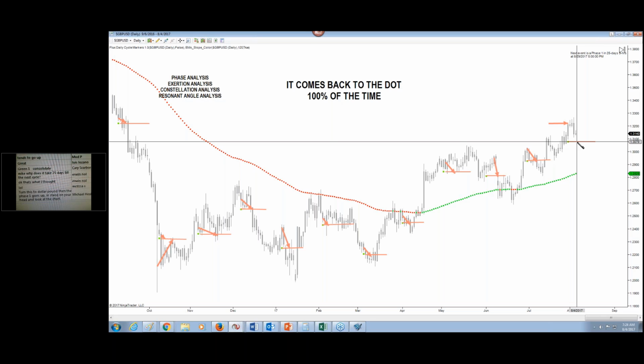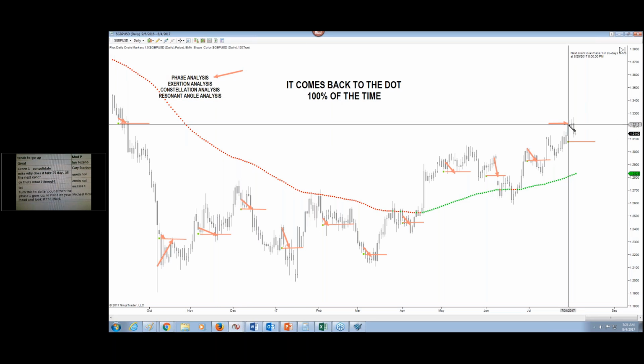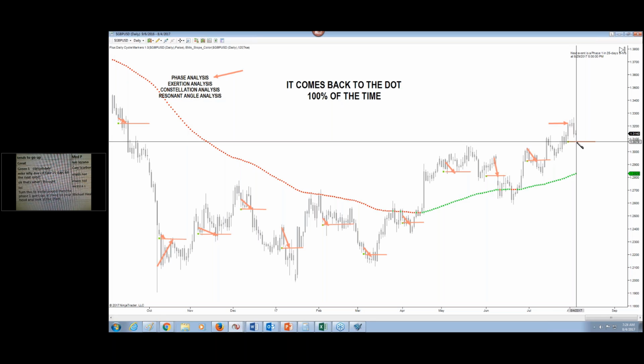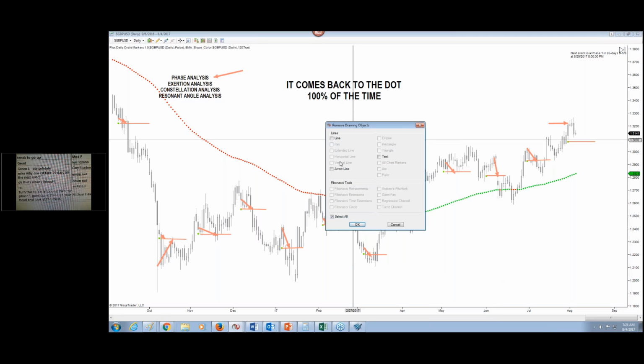Okay, so the first thing we're going to notice in our phase analysis, because Melissa is a genius, is that this thing drops and goes to the dot. Now it may bounce off of that dot. It does frequently. How many times does the phase one bounce off of the dot? Let's go take a look, shall we?